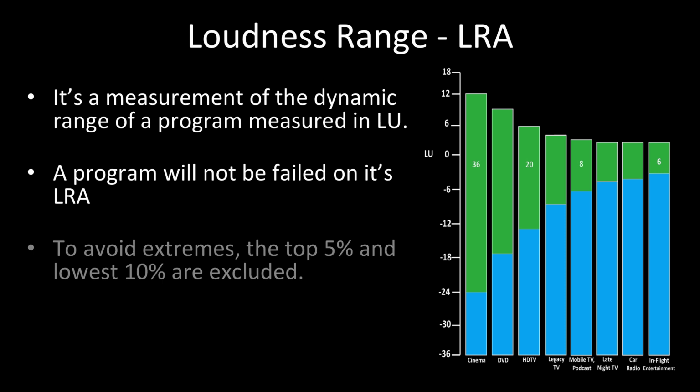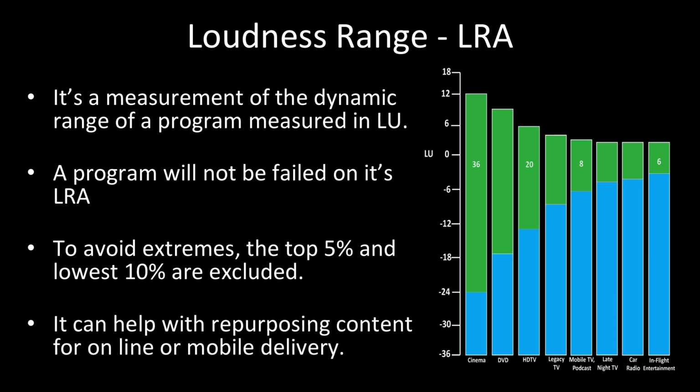The range is described in LU, and to avoid occasional extreme events from affecting the overall result, the top 5% and lowest 10% of the total loudness range are excluded from this LRA measurement. For example, a single gunshot or one long passage of silence in a movie would result in a higher loudness range and skew the result. Loudness range is also a useful indicator of potential dynamic reduction processes in the signal chain.